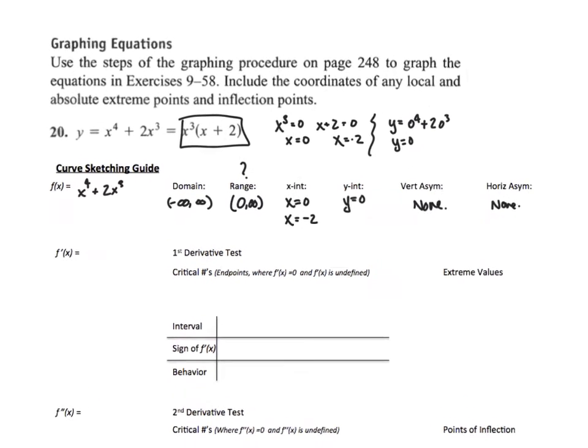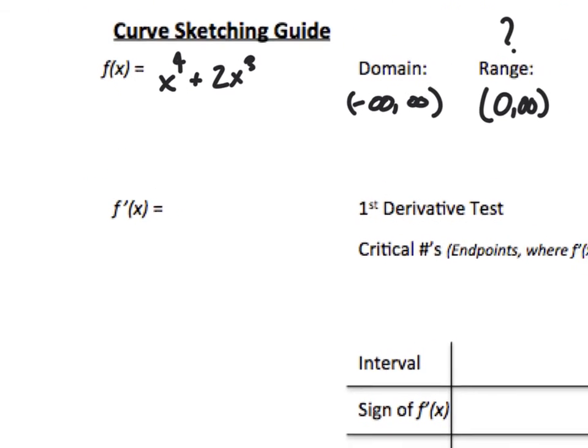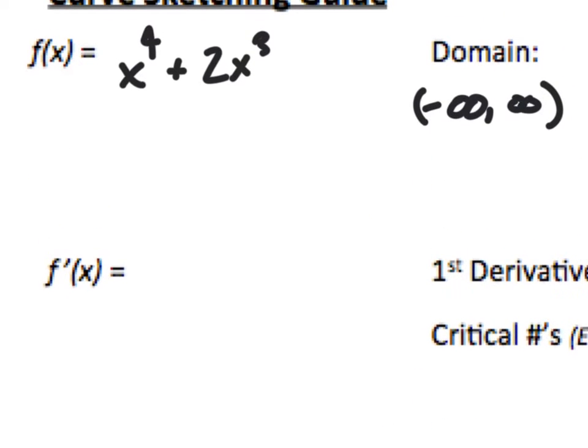Those are little things that we just need to know how to do. Let's go ahead and do our first derivative test here real quick. I'm going to take the derivative of this function, and that's going to give me 4x cubed plus 6x squared. I do want to do the first derivative test and set this equal to 0 and find my critical numbers.